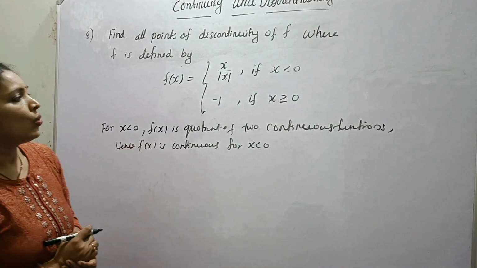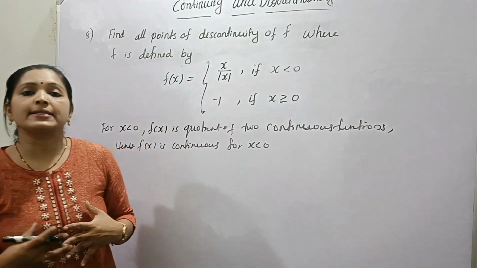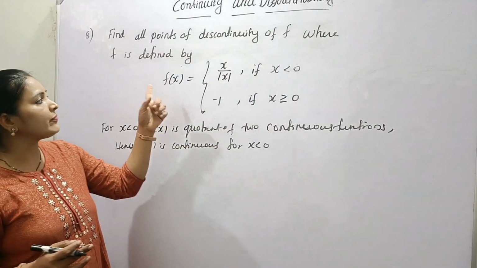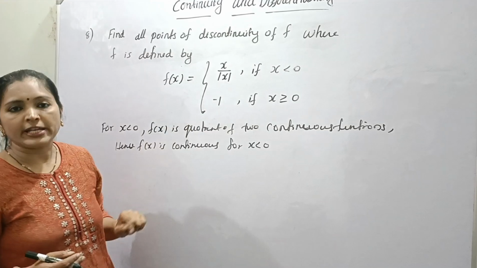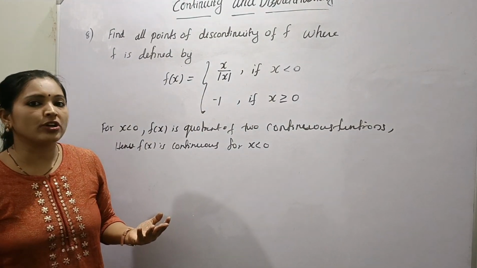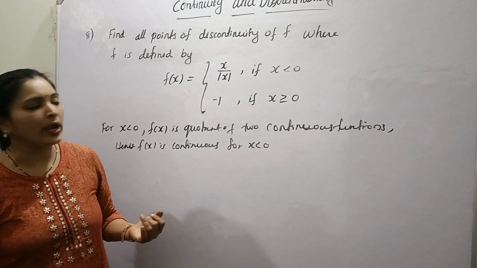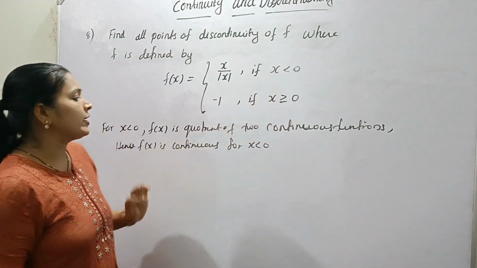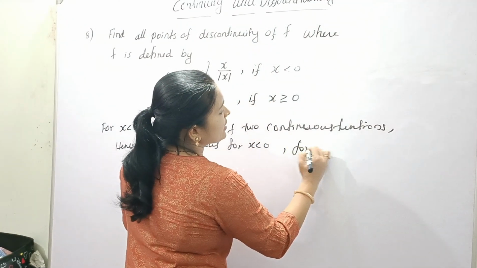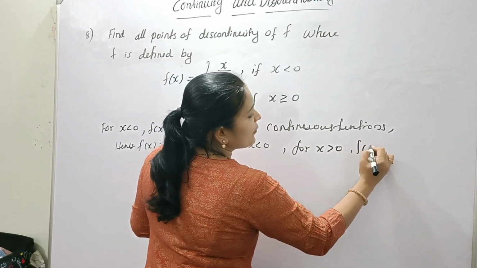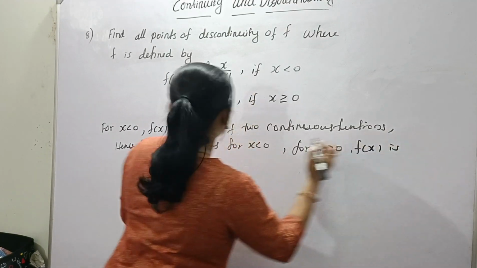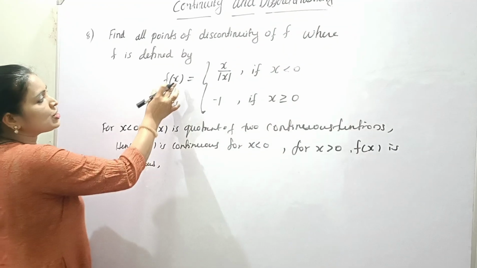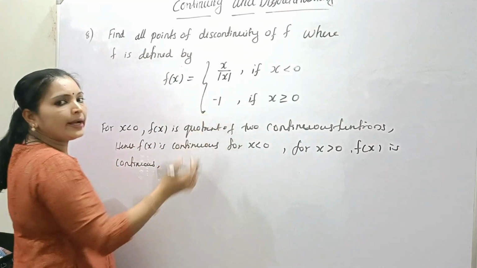Okay, now let's check at x is equal to 0. Before that, let's see, when x is greater than 0, what is the function? f of x is equal to minus 1, that's a constant function. Constant function is always a continuous function. So f of x is equal to minus 1 when x is greater than 0. So here also we can write, for x greater than 0, f of x is continuous, because the function f of x is equal to minus 1 and it is continuous.